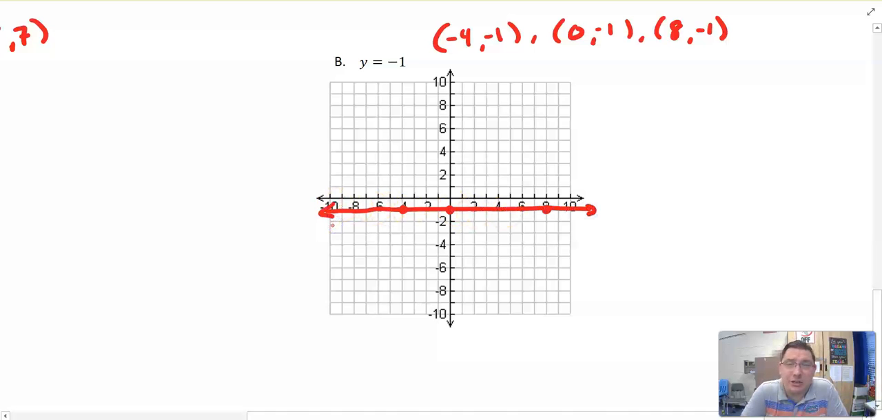That's the biggest thing you need to be able to know how to do: know the equations of horizontal and vertical lines, and know what type of slope is attached to them. That's it for this section.